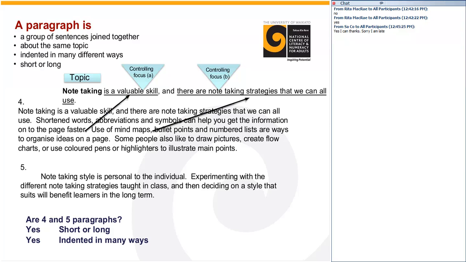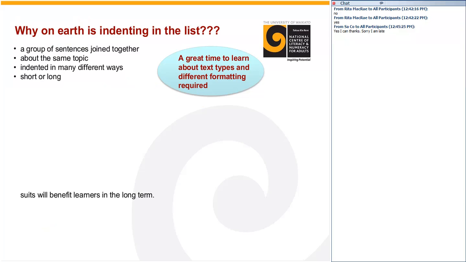Alrighty. So here we have a question. Why on earth is indenting in the list? Okay. To me, this is a really great time to learn about text types and different formatting required for different text types. I mean, magazines and so on often have like hanging indent or, you know, a lot of the internet stuff now it's all justified.